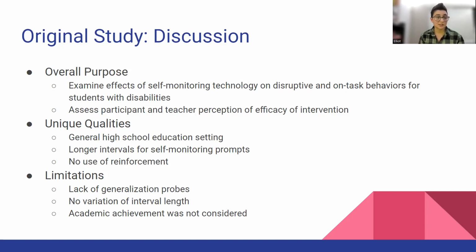Some limitations of this study is lack of generalization probes. So they did not test to see if this would generalize to other classes. They only did it in that one science class. And there was no variation of interval length. So 5 minutes versus 30 seconds versus 3 minutes, they didn't vary that at all. And then academic achievement was not considered, so they did not test whether or not the iConnect app intervention improved their academic scoring.